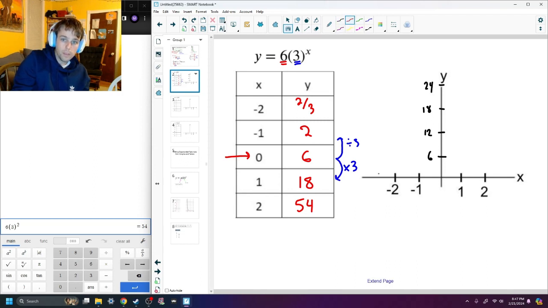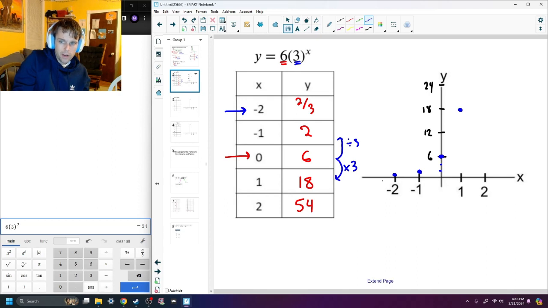So now I'm going to go ahead and plot these points. So we'll just go here. -1 is at 2. 2 would be a little bit here. So 2, 4, 6. Yeah, so about right there. 0, 6. That is our y-intercept, starting value there. 1, 18. That would be right up there. And then 2, 54. That's way off the screen somewhere up here. So I'm not going to go ahead and plot that one. I will go ahead and estimate this one, though. -2, 2/3, that's going to be very, very close to 0.